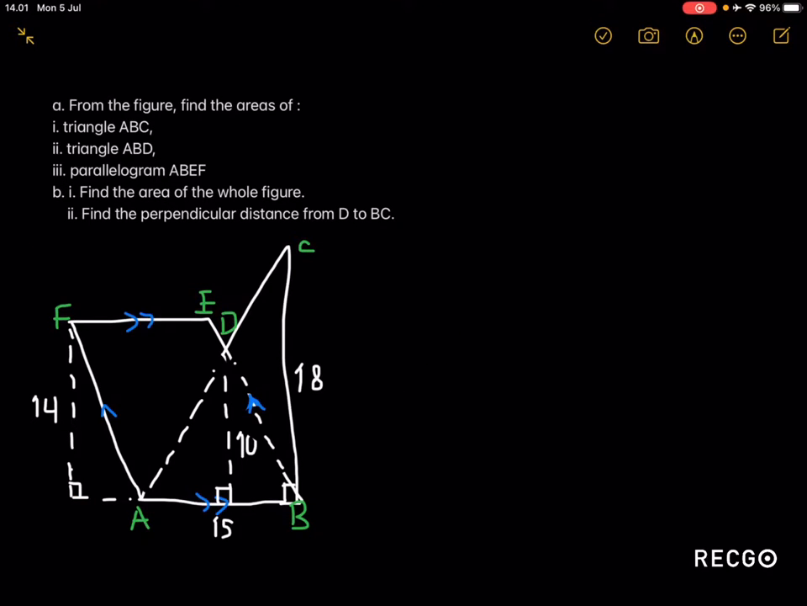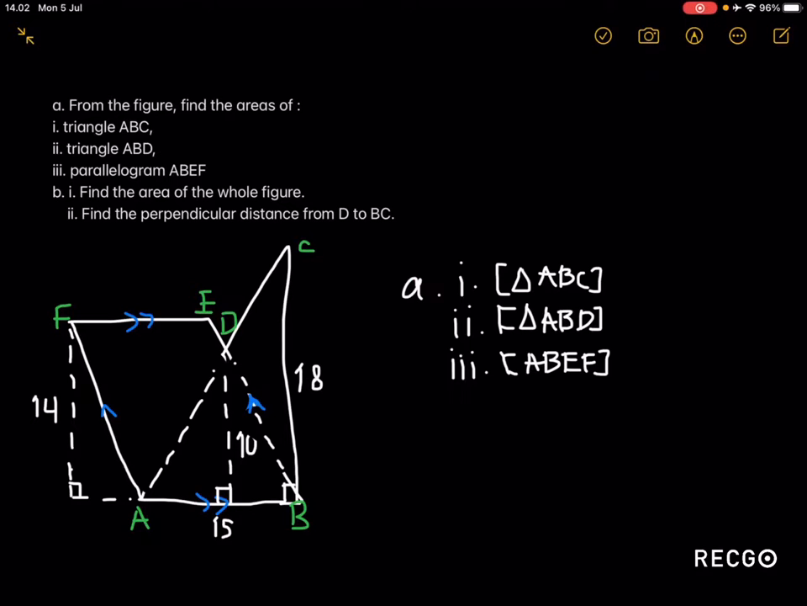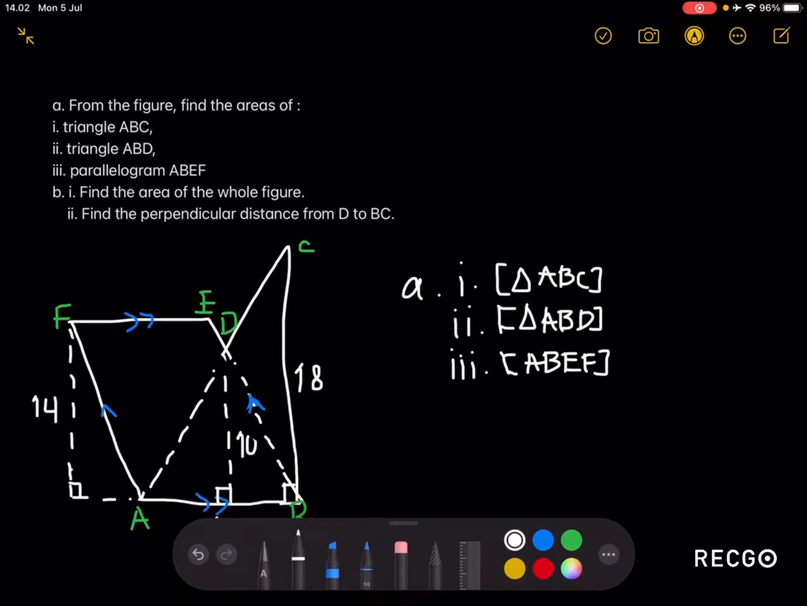So we have BC is 18, AB is 15, the perpendicular distance from D to AB is 10, and the height of the parallelogram is 14. So from the figure, we need to find the areas of triangle ABC, ABD, the parallelogram ABEF, and then after that we need to find the area of the whole figure as well as the perpendicular distance from D to BC.